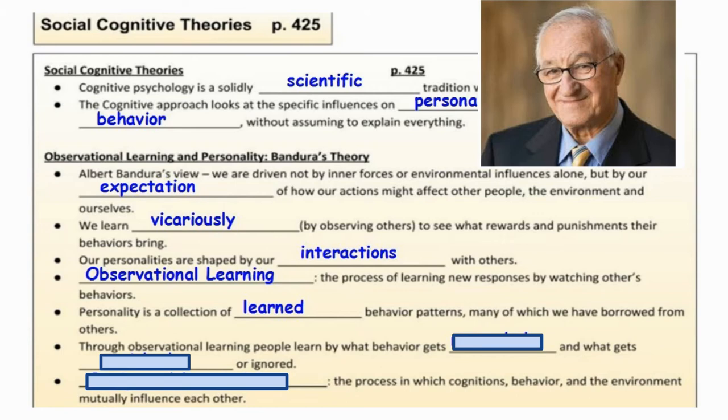So we learn by watching. Through observational learning, people learn by what behavior gets rewarded and what gets punished or ignored. Sometimes a really bad behavior gets rewarded, and it might be rewarded with attention or something of that nature. Sometimes this shows some children that by acting out, you might get the attention that you desire, and hence that becomes a way to get attention.